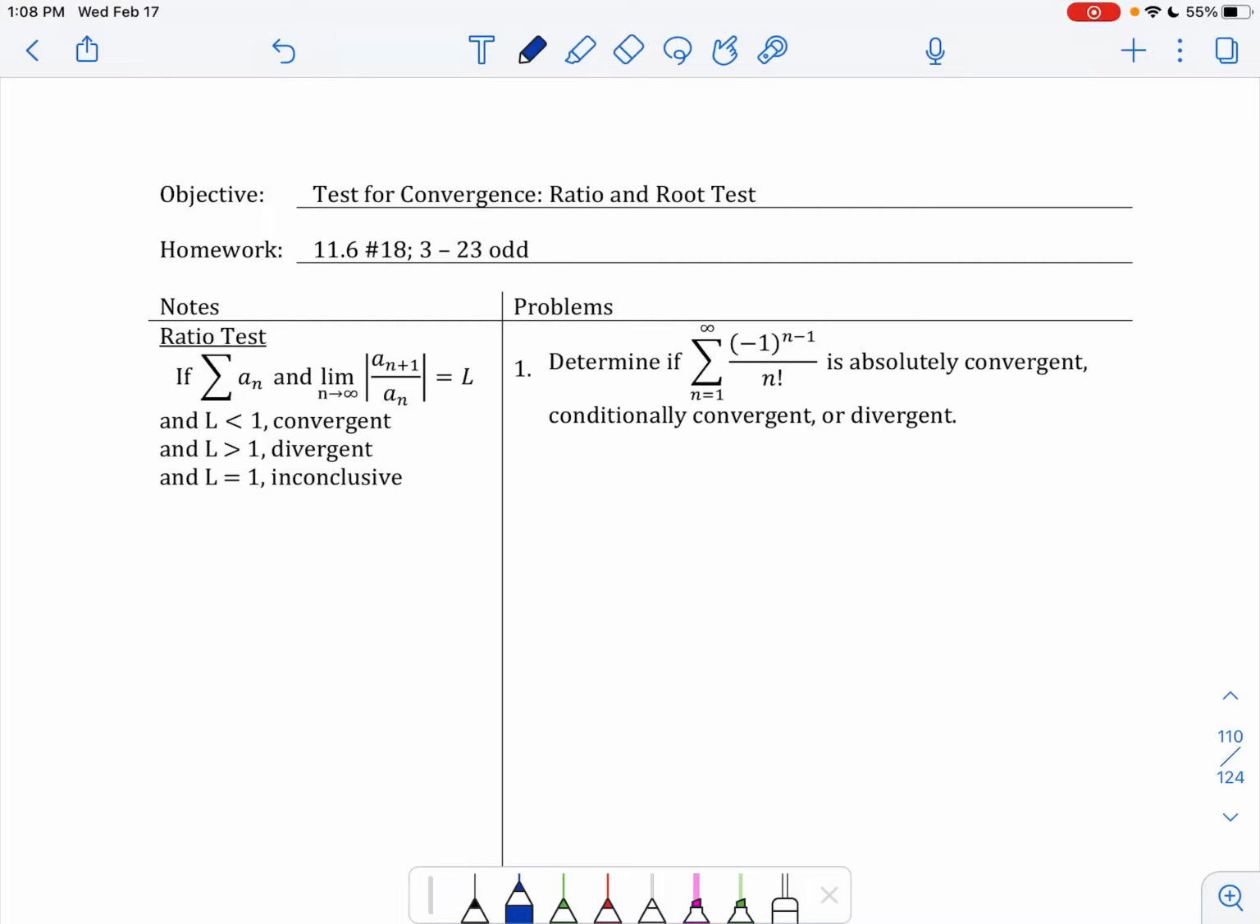Hey all, and welcome to your last test for Convergence, and this is the one that I see students tend to use a lot, and the main reason is that it's generally the one that students tend to remember because we do it last.